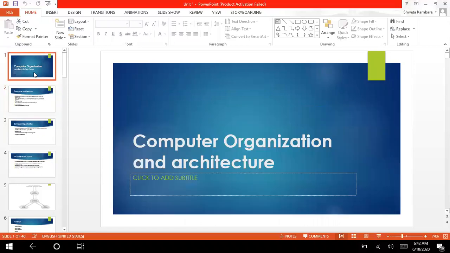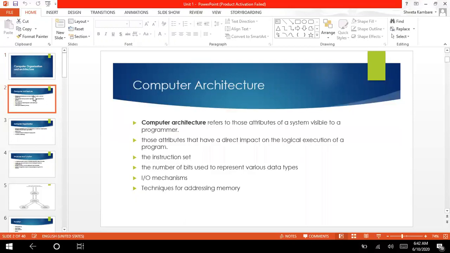So today we are going to start with two main concepts, computer organization and architecture, and the difference between these two.